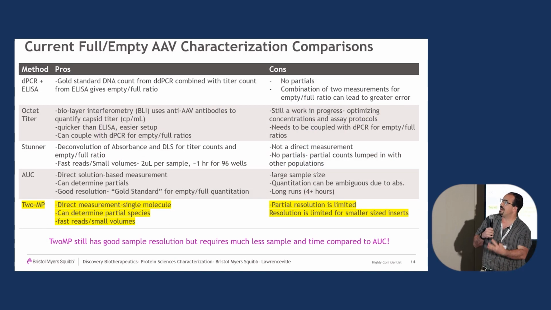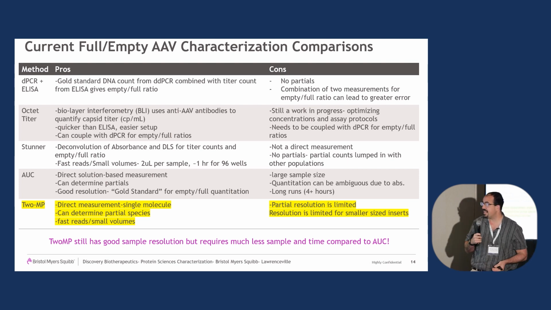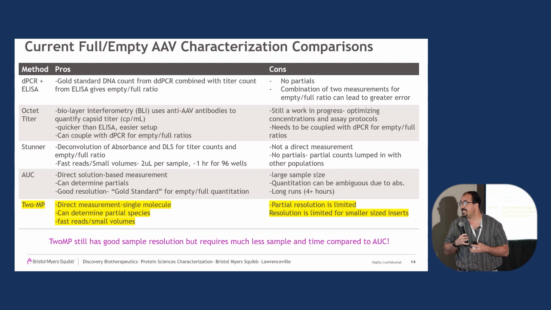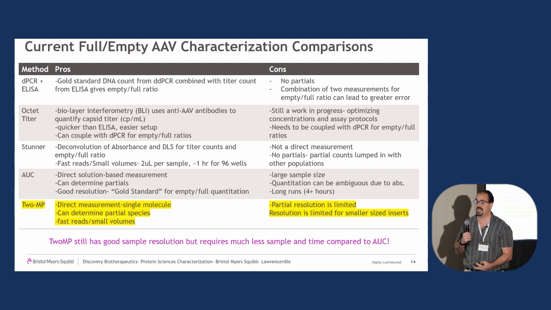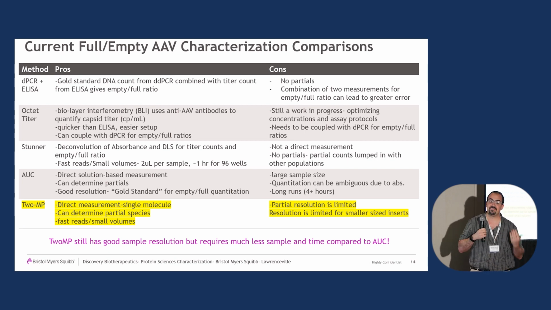So kind of going back to that slide where I'm comparing all of these different techniques, how does the 2MP kind of fit in there? This is really nice because it's a direct measurement of single molecules, which has been talked about before, but it really can't be overstated. It can determine partial species, unlike the Stunner, and it uses small volumes and fast reads. Even though it is not plate-based and, if you don't have an auto-sampler, you're going to be pipetting by hand, which we are, it's still a lot faster than dealing with an AUC.